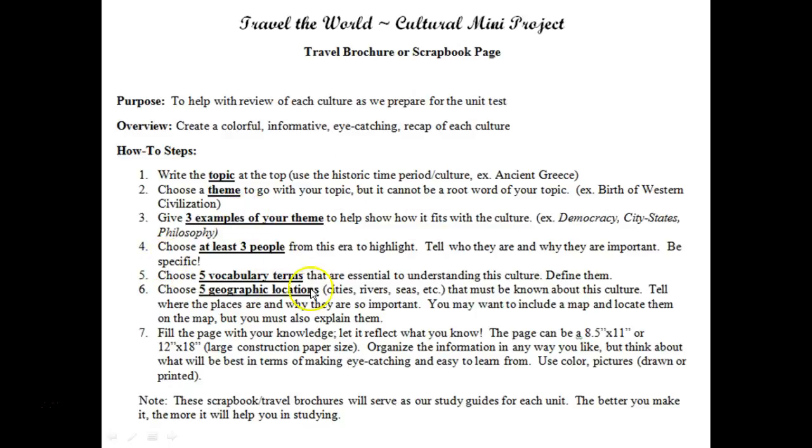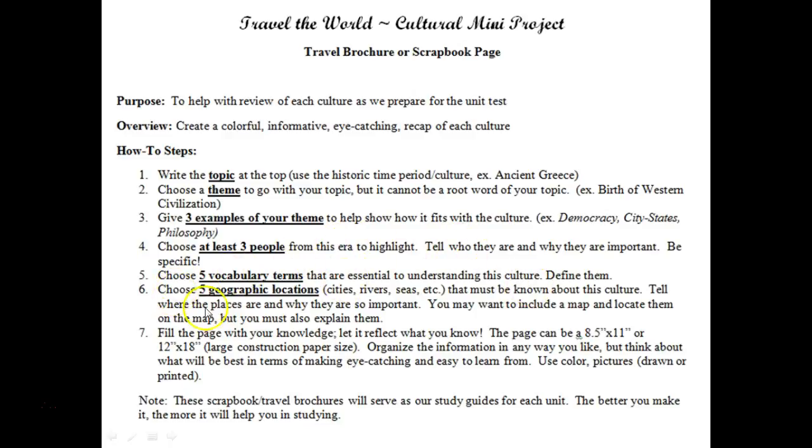Then you need to choose 5 vocabulary terms. Terms that we've talked about that are specific to this unit that you need to know. You might choose bureaucracy, maybe silt. Perhaps you'll choose the 10 Commandments. I don't care, whatever it is that you think you wouldn't remember otherwise, choose for this area. Choose 5 of them. And then tell me what they mean.